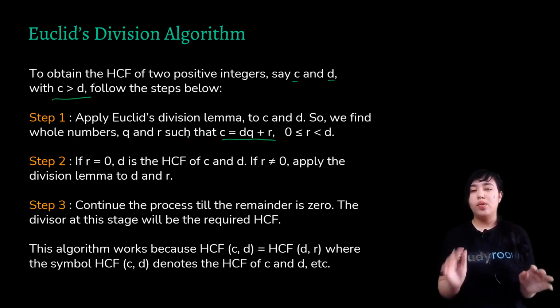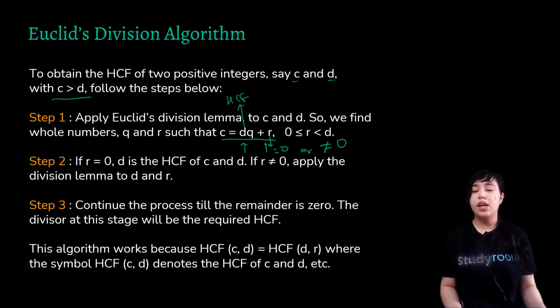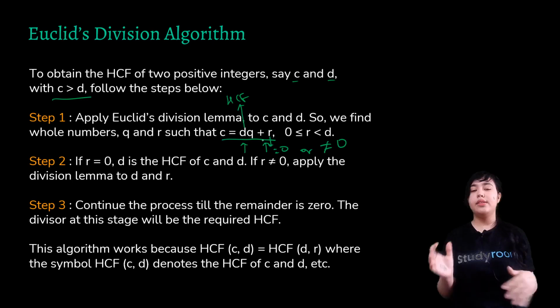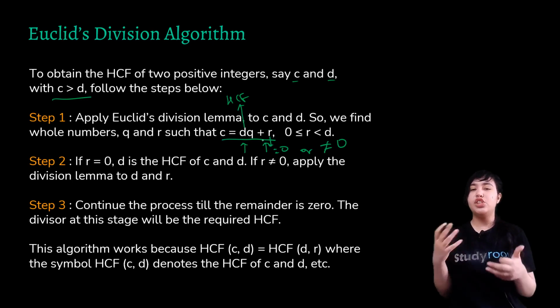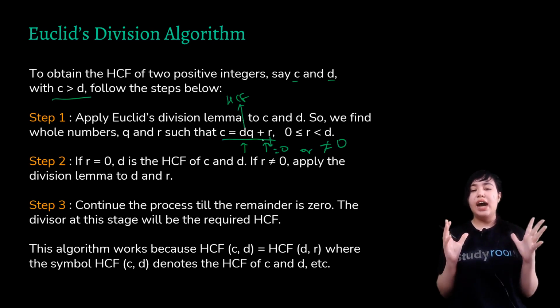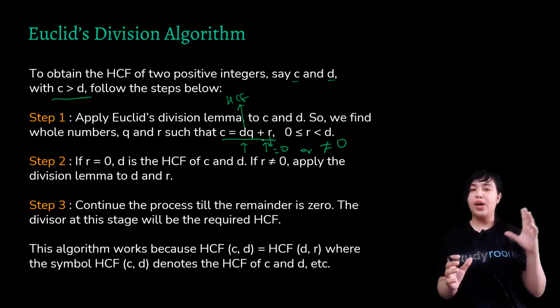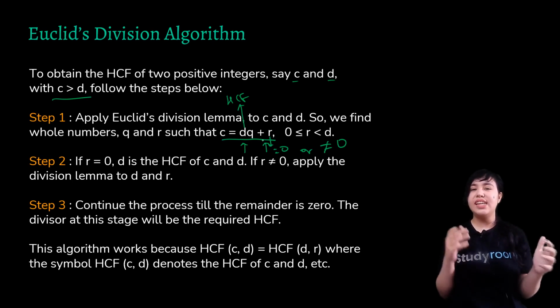Alright, now your work doesn't finish at this stage, because now you need to see if your remainder is equal to 0 or not equal to 0. If it is equal to 0, then you are done. D will be the HCF of c and d. If not, then you will again apply Euclid's division lemma, but this time to d and r. You'll keep on applying Euclid's division lemma to your divisor and your remainder until you get a remainder equal to 0. At that stage, whatever divisor you were having becomes the HCF of c and d.